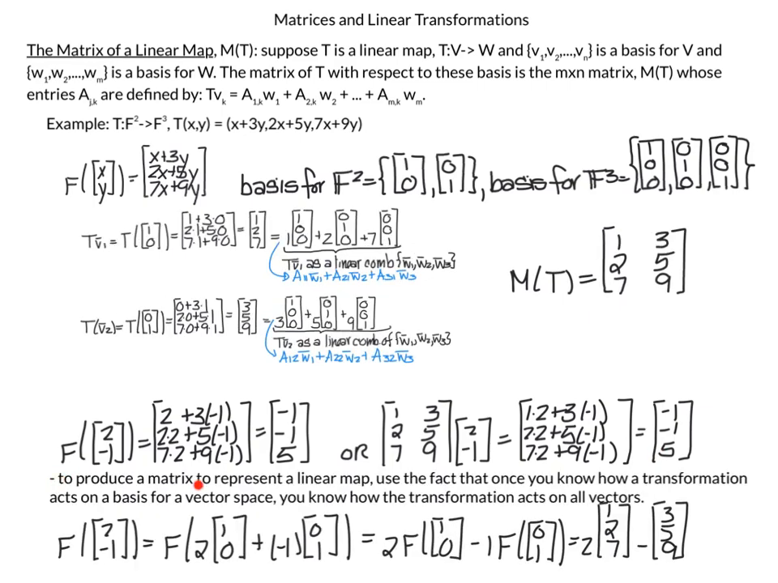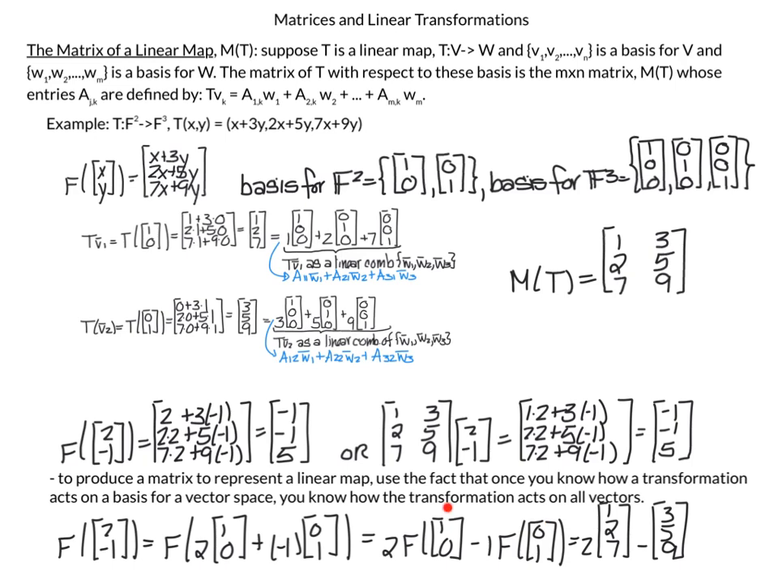On our overview slide, I made the comment that once you know how a transformation acts on a basis for a vector space, you know how the transformation acts on all vectors. So we can look at this example in light of this comment as well. So looking at f on the vector 2, negative 1, we can break 2, negative 1 as a linear combination of our basis vectors. That's 2 times our first basis vector plus negative 1 times our second basis vector. And now using linearity and homogeneity, this gets converted to 2 times f of our first basis vector minus 1 times f of our second basis vector.